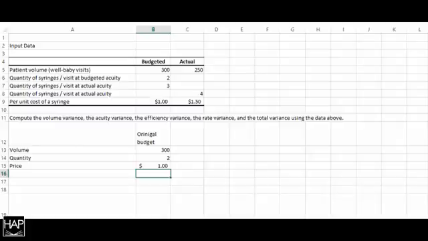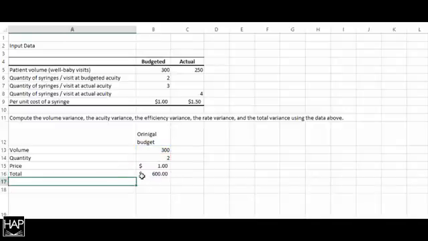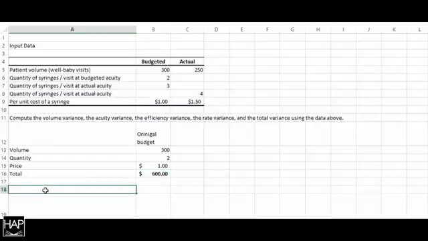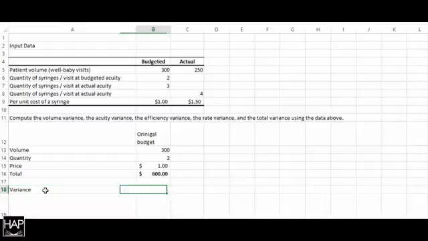And so that gives me a total. In order to find the total, I'm going to multiply the volume times the quantity times the price. So the total budgeted amount was $600. That's what I expected the syringes to cost me for the well baby visits. In order to find out the variances, I'm going to then calculate what the other budgets would be.